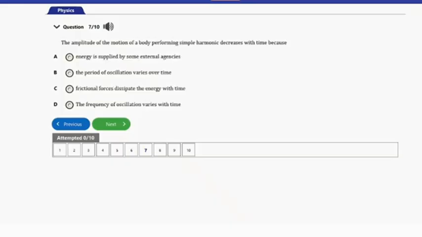So the next question here is question number 7. It says, the amplitude of the motion of a body performing simple harmonic motion decreases with time because A, energy is supplied by some external agencies. B, the period of oscillation varies over time. C, frictional forces dissipate the energy with time. And D, the frequency of oscillation varies with time. So guys, the answer to this question is option C here. Frictional forces dissipate the energy with time. So let's go ahead and consider the next question, guys.